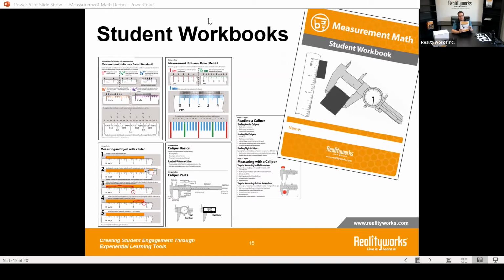As you go through, these are color workbooks, allowing students to engage in a very visually stimulating way as well. The workbooks walk through not only giving them examples and having them do the work, but it also gives them reminders along the way. As you can see, some of the pages here talk about measurement units of a ruler, an object, and how to read a caliper and caliper basics. So it walks them through these skills before you start doing the questions here.